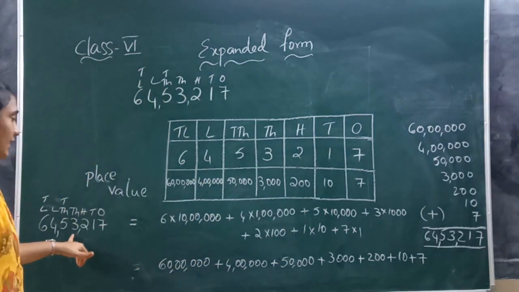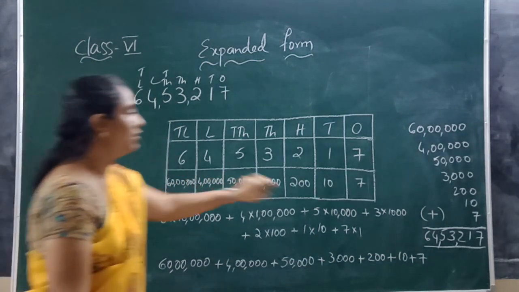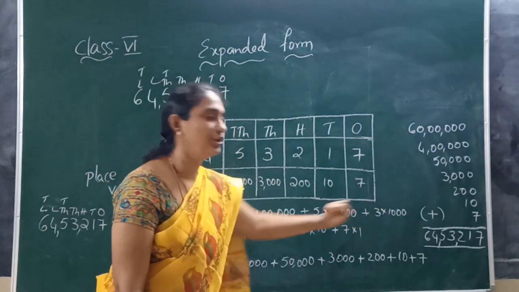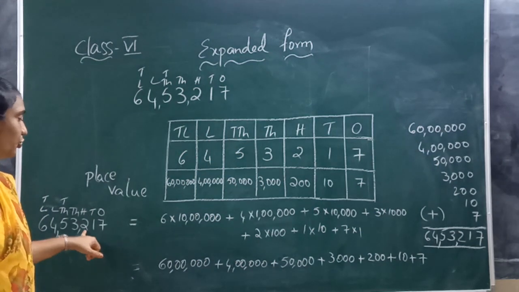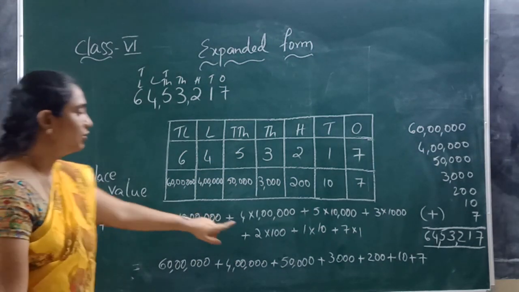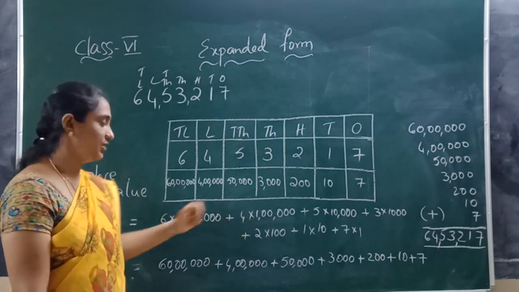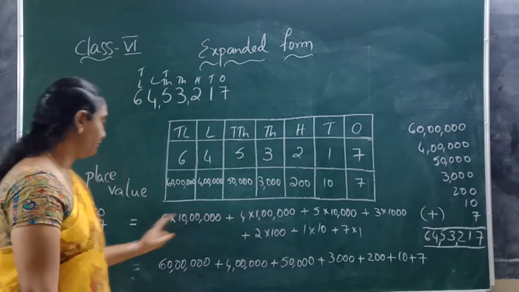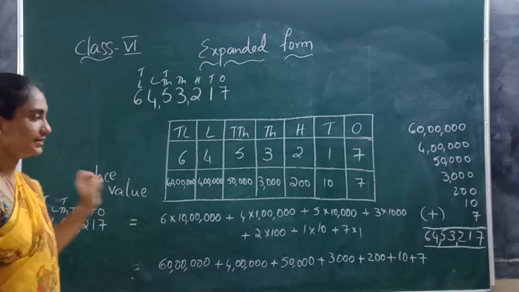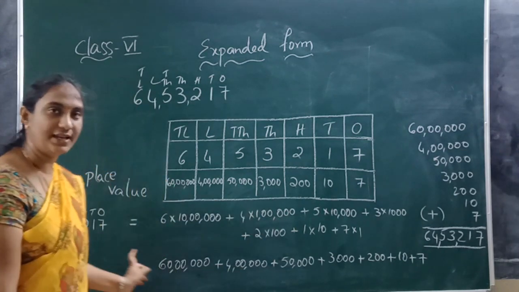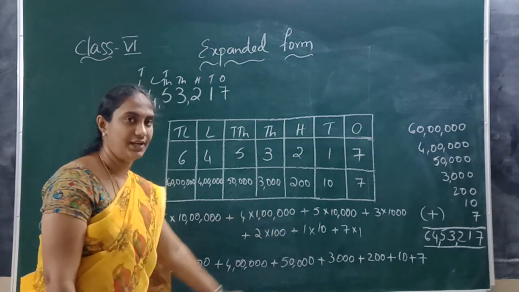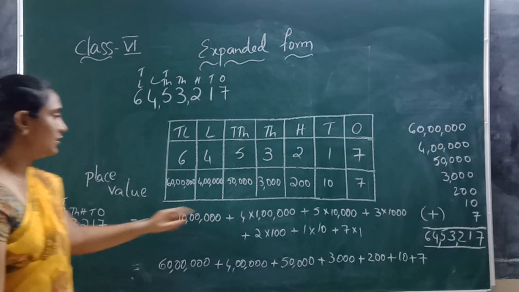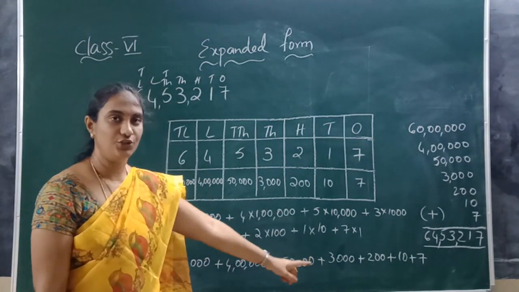Next, 3. 3 is in which place? 1,000 place. So 3 into 1,000. Next, 2. 2 is in which place? 100 place. So 2 into 100. Plus, 1 is in which place? Tens place. So 1 into 10. Next, 7 is in which place? Ones place, or unit place. So 7 into 1.